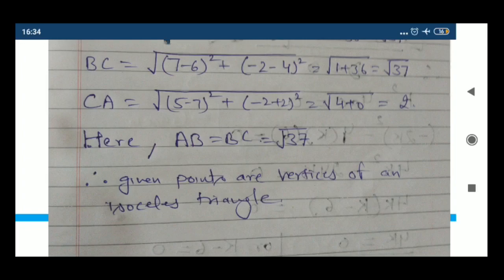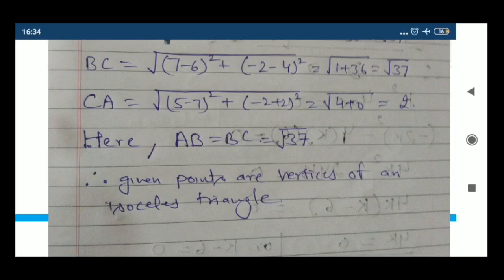See eighth question. Find the value of y for which the distance between the point P and Q is 10 units. In this question, the distance of the line segment PQ is 10 units. This is given, and then we have to find the value of y. This question is very important.